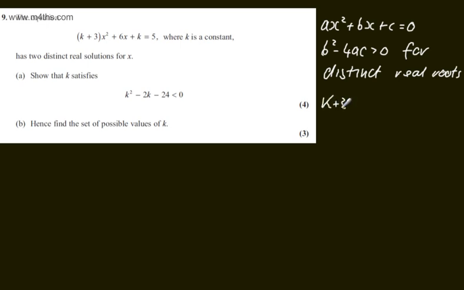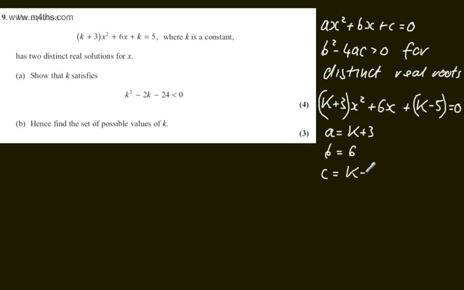So we'll have the quantity k plus 3 x squared, plus 6x, and at this stage I'm going to subtract 5 from both sides and write this as k minus 5 is equal to 0. We can see from this that the value of a is k plus 3, the value of b is going to be 6, and the value of c is going to be k minus 5. So using the discriminant b squared minus 4ac, we can say that 6 squared minus 4 multiplied by a, which is k plus 3, multiplied by k minus 5 must be greater than 0.